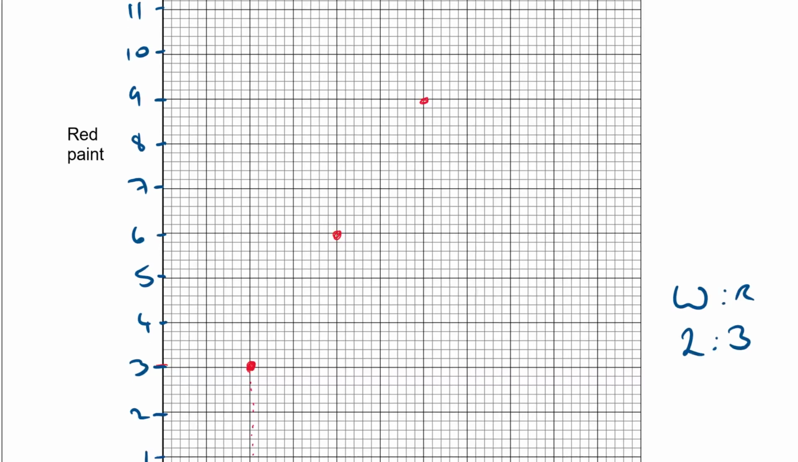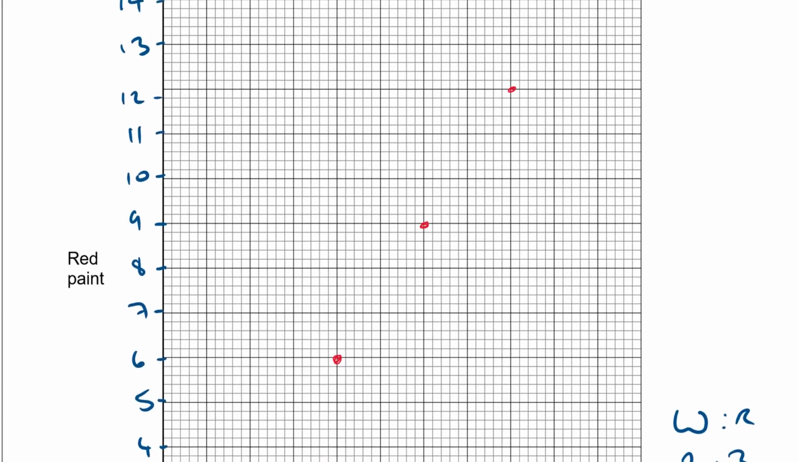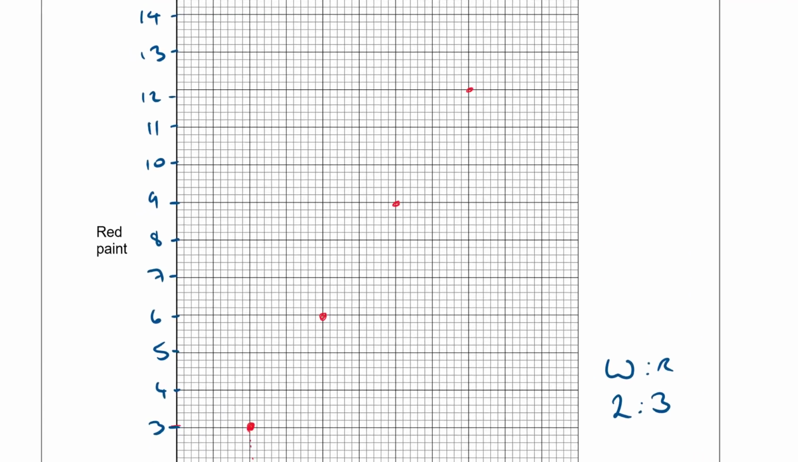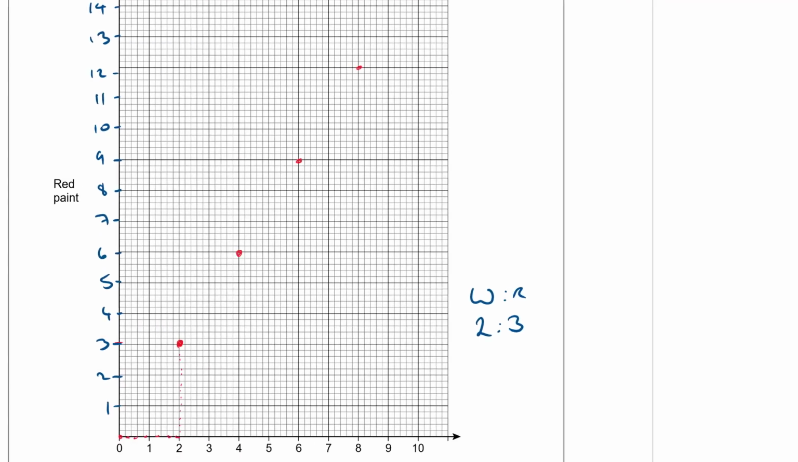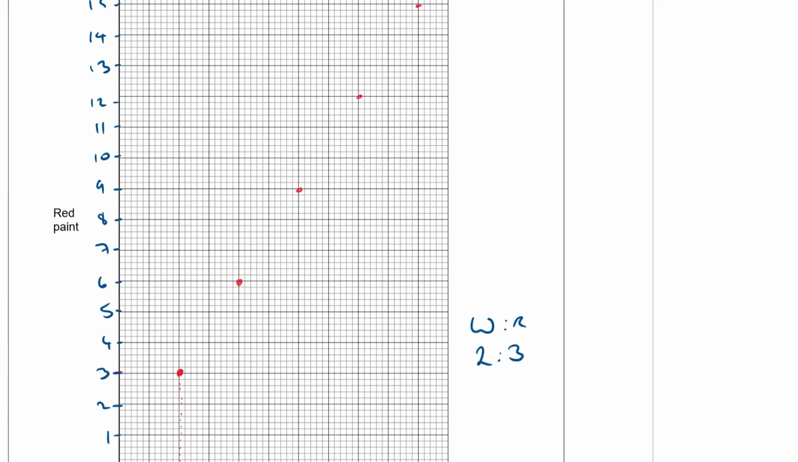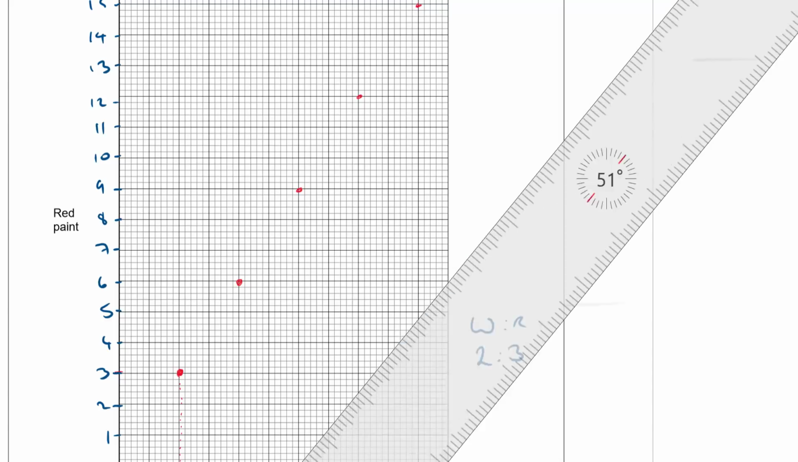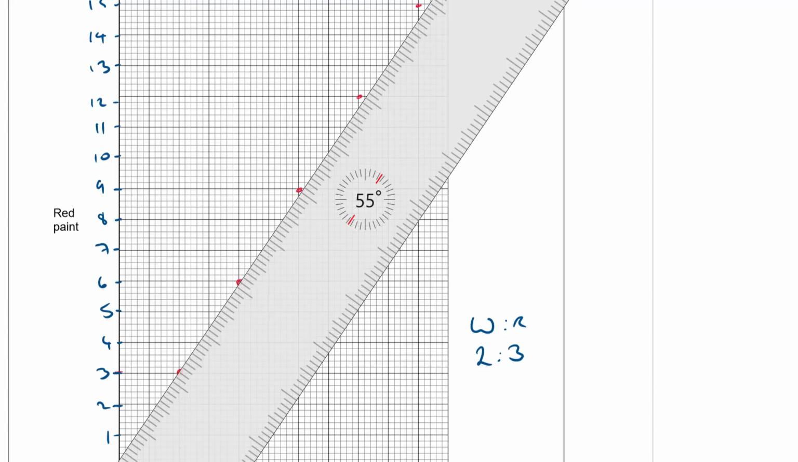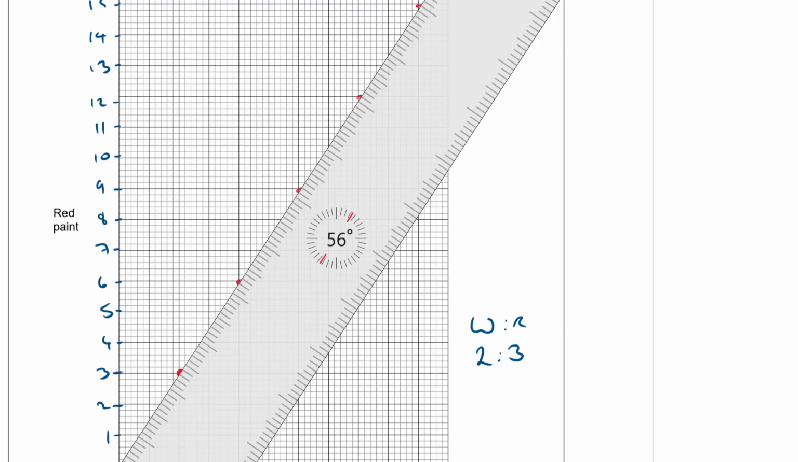And that will give us a straight line through the origin, stretching all the way up. So I'm just going to shrink that down so you can see the whole thing. Right, then using a ruler, I'm going to join those points up, so through the origin and then through each of those points.